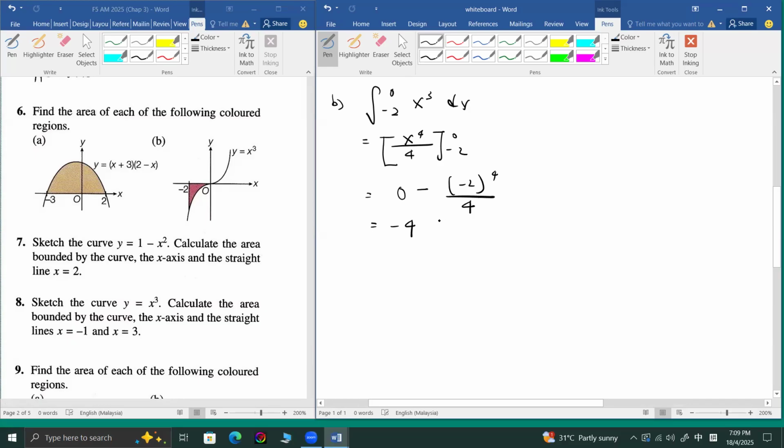But I said, right, area got no negative. The negative is because it's below the x-axis. So you have to rewrite area is 4 unit square. Change it back to positive. Okay, got it? So above x-axis, the answer is positive. Below x-axis, you'll get a negative answer. But remember to change it to positive, yeah?